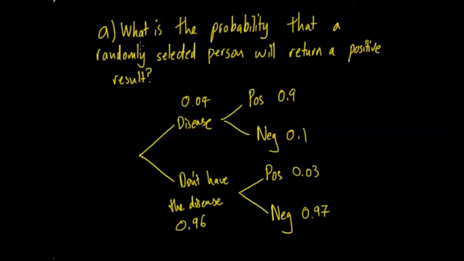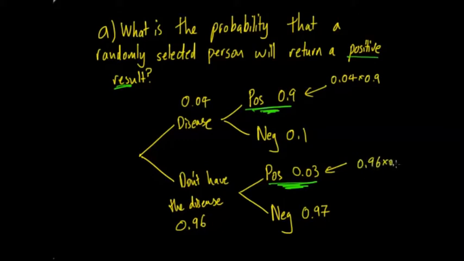Now, looking back at the question, what is the probability that a randomly selected person will return a positive result? What we're looking for is positive results. So it doesn't matter if they have a disease or not? No, it doesn't. All they care about is getting a positive result. So to calculate that, we work out the probability of this one, which is 0.04 times 0.9. Work out the probability of this one, which is 0.96 times 0.03.